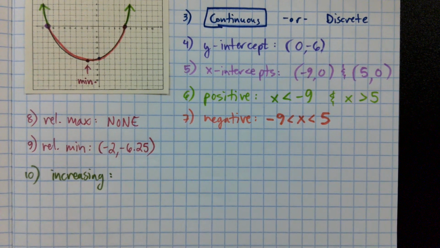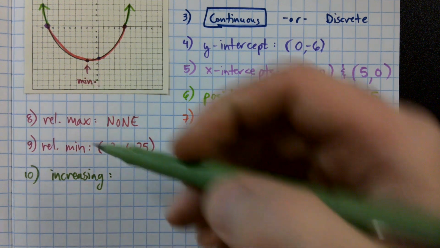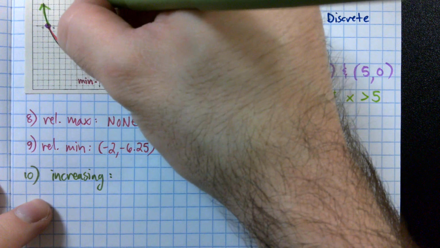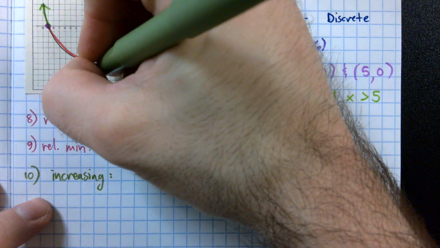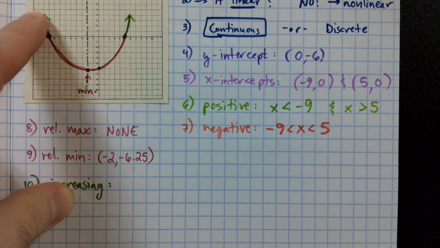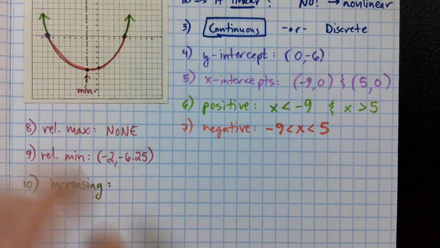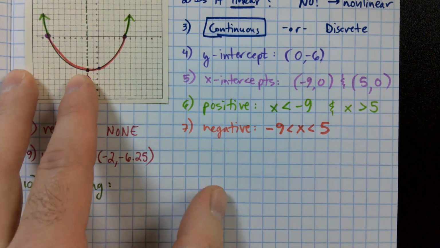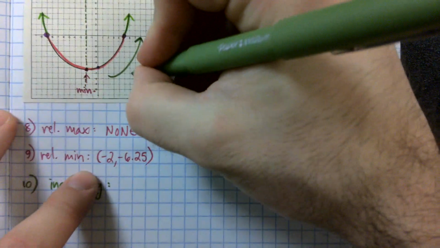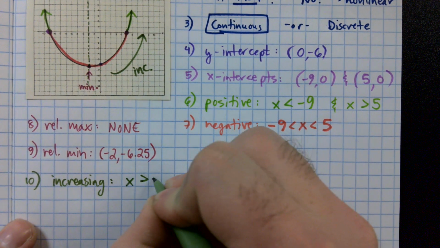Increasing. So I know my turning point is at negative 2, right? That's where everything changes. I'm going to make a little line here through negative 2. Just like that. Okay? If we imagine our roller coaster from left to right, I'm going down, down, down. I hit negative 2 and I start going up, up, up. So am I increasing to the left of this line or to the right? To the right. I'm increasing to the right. So that would be anything greater than negative 2.